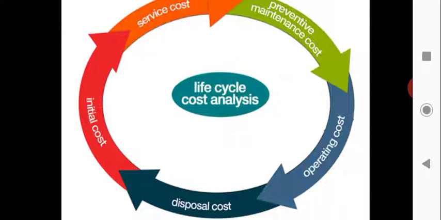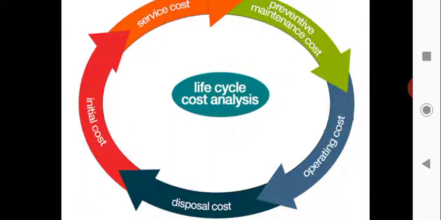So next one, operating cost. That is how much energy that particular equipment will consume for that much duration. And next one is the disposal cost. Once you dispose of it, how much return will you be getting after disposing of that equipment.